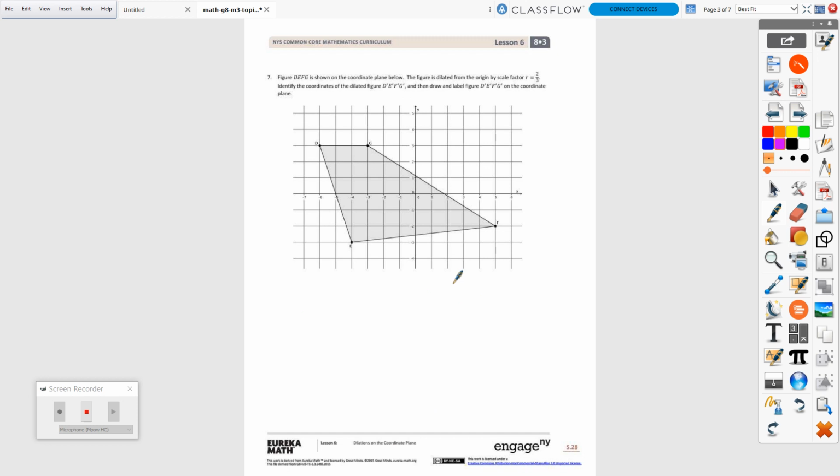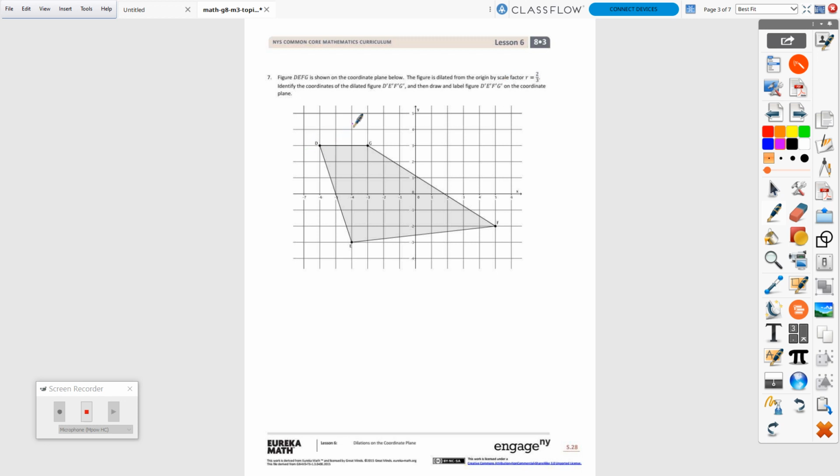And number 7, next page, number 7 says figure DEFG is shown on the coordinate plane below. The figure is dilated from the origin at a scale factor of r equals 2/3. Identify the coordinates of the new dilated figure, D prime, E prime, F prime, G prime, then draw that on the coordinate plane. So because our scale factor is 2/3, what do we actually know about this shape? Yeah, it's going to get smaller because it's less than 1.